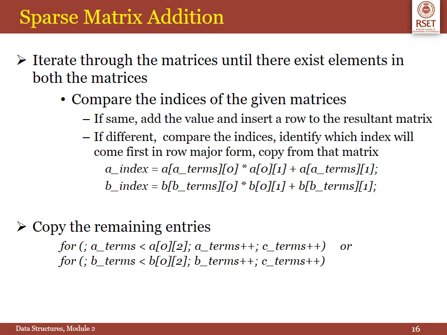So to summarize the steps to perform sparse matrix addition, we'll iterate through the elements in both the matrices. We'll compare their index, and if their indices are same, then we will add and make an entry to the resultant matrix. But if their indices are different, then we are trying to find out which element will come first in the row major form, and that particular entry we copy to the resultant matrix. We'll do this process while there exist elements in both the matrices. Now if either of the matrices ends first, we'll copy the remaining entries from the other matrix.